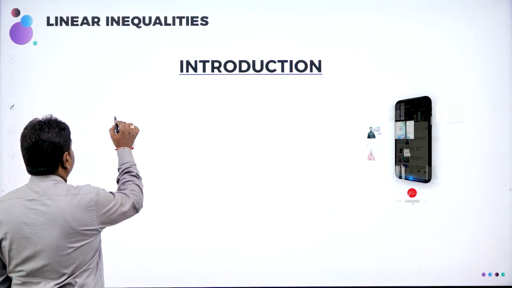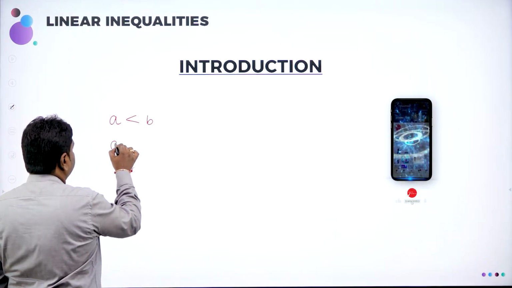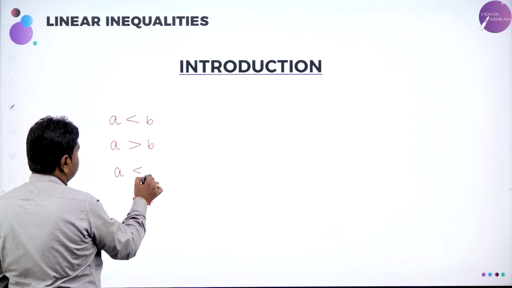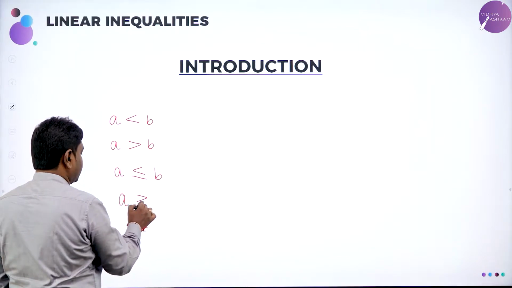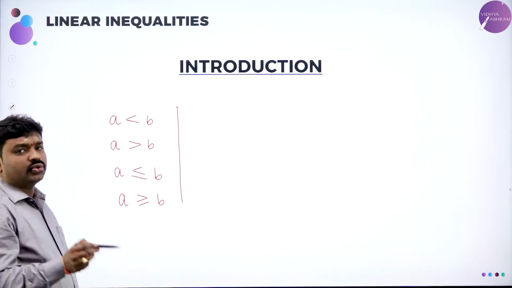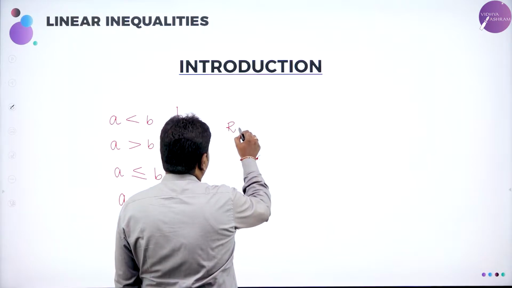Say, we read this as A strictly less than B. And this is A greater than B. And this is A less than or equal to B. And this is A greater than or equal to B. Solving the inequalities. How to solve the inequalities? Rules to solve. So rules are simple.